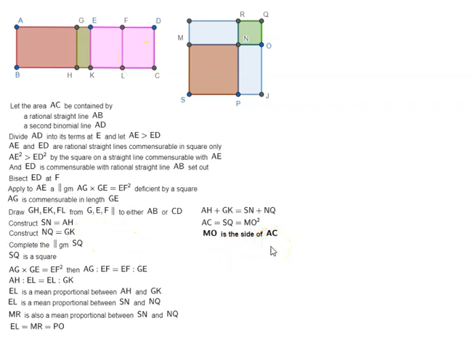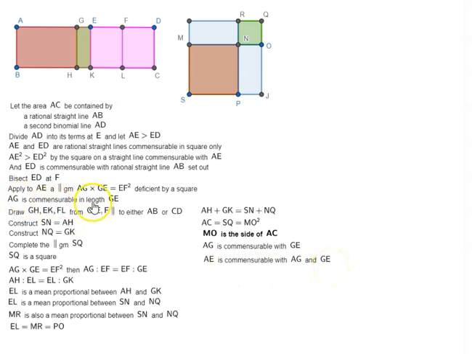That's not where it ends. We have to again prove that this is a first bimedial. So let's start off. AG is commensurable with GE. We have already seen this. AE is commensurable with AG and GE.